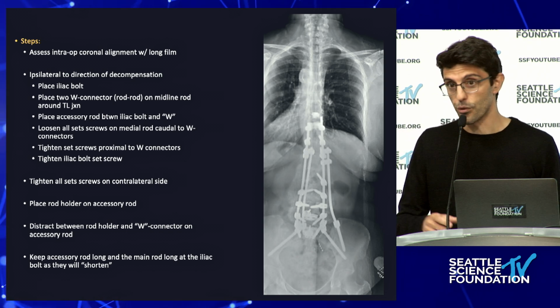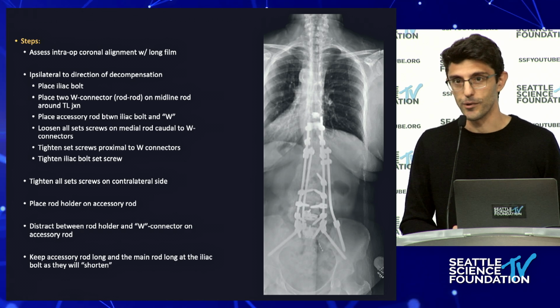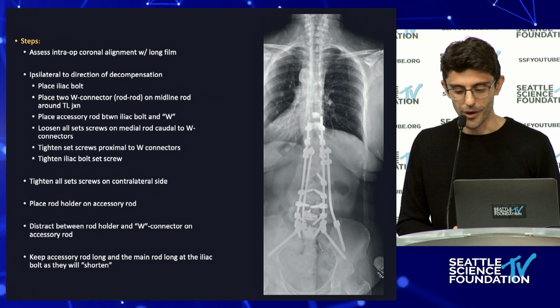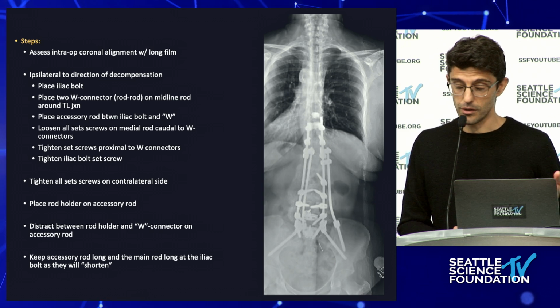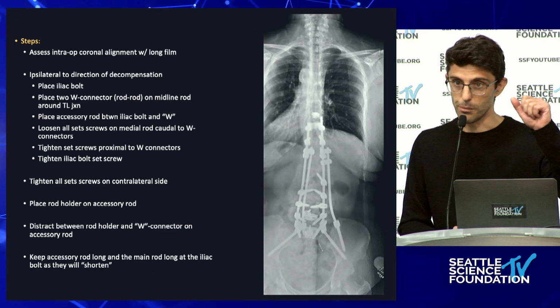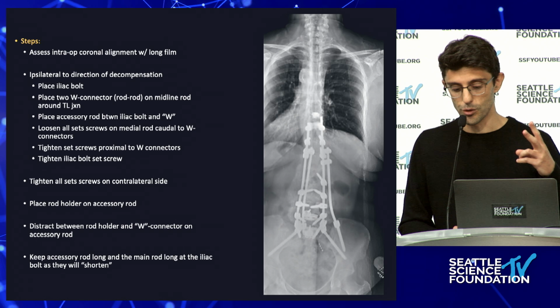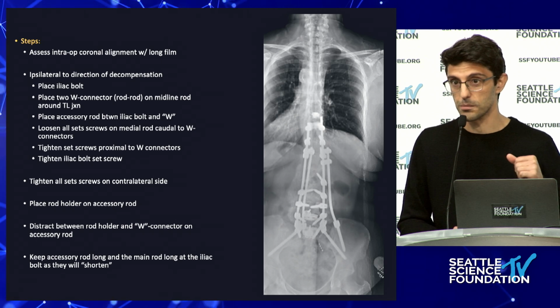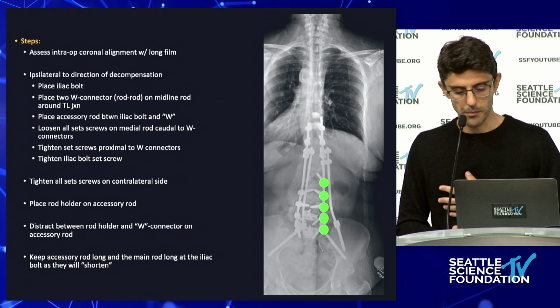So you can do this before you assess the overall alignment or afterwards, depending on if you're happy or not with your coronal correction. So once you've put your traditional iliac screw in on the side that you want to do it, and you put W connectors at the thoracolumbar junction. I used to use one, but now I use two because I think of the amount of tension that's placed on one, I don't want it to slip post-op, so I put two.